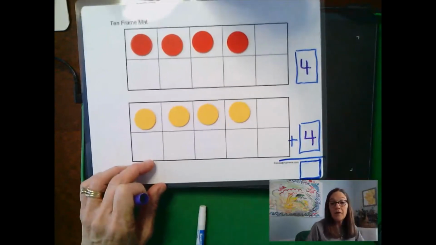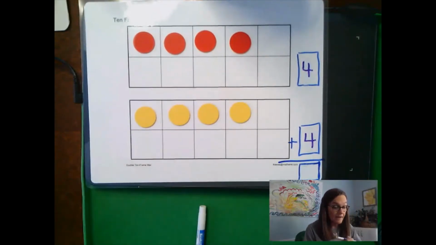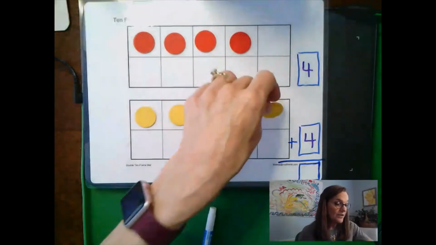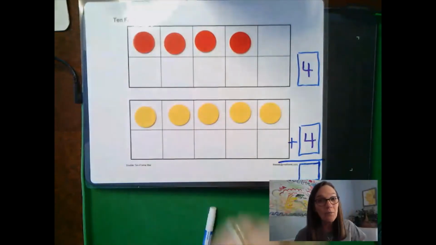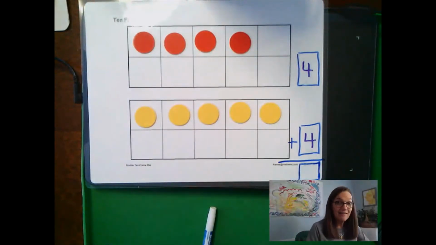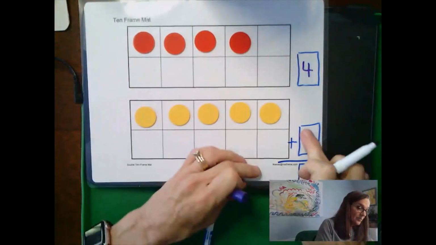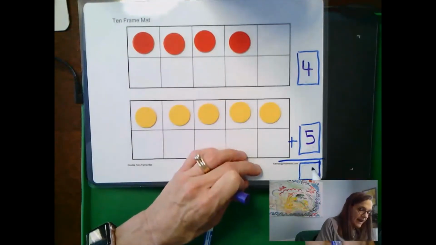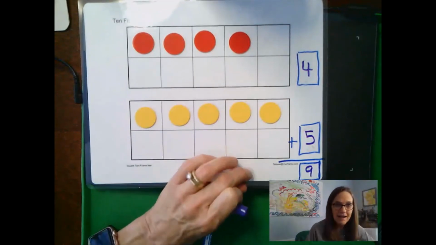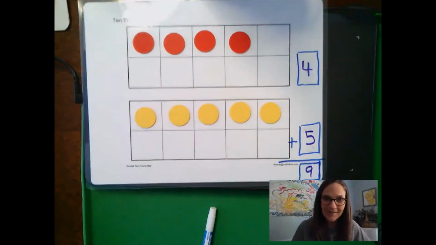Okay, so we know that 4 plus 4 is 8, right? That's a double. Well, if I add one more to the bottom, I don't have 8 anymore. I have one more than 8. I have 9. This became 5, and I have 9. And so that's what our near doubles are all about, okay?